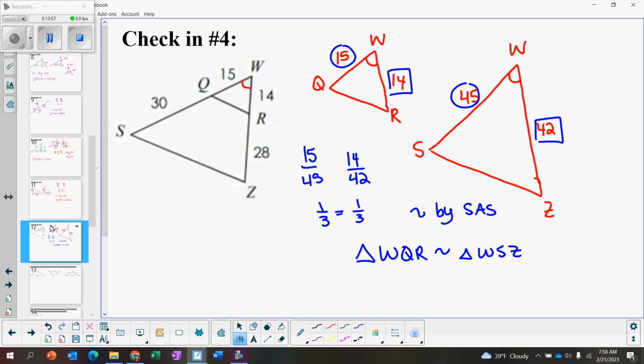And for the second one, I separated them. So I have the bigger side of 15 to the bigger side of 45. I got 45 by adding together 30 and 15. The smaller side of 14 to the smaller side of 42, which I got by adding 14 and 28. Both of those reduced to 1/3, and we had our reflexive included angle. They are similar by side angle side, and I got triangle WQR is similar to triangle WSZ.